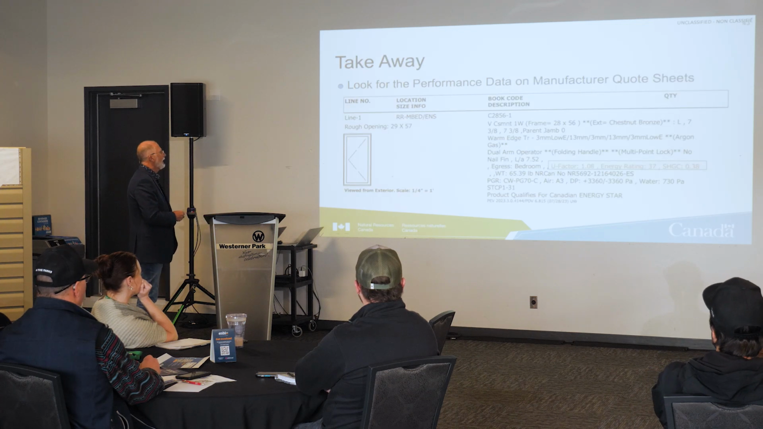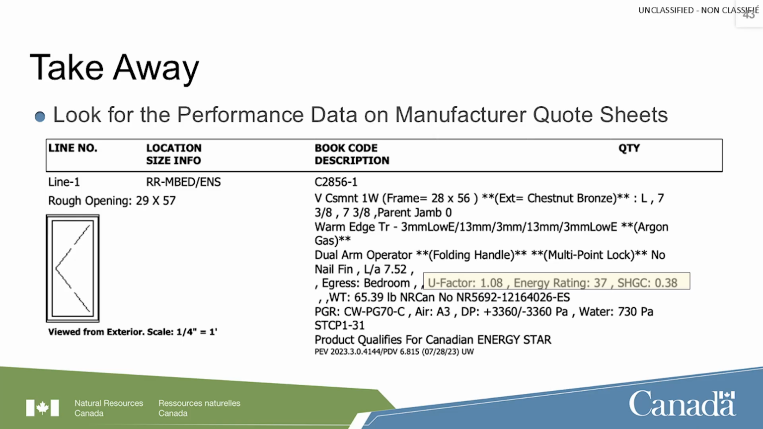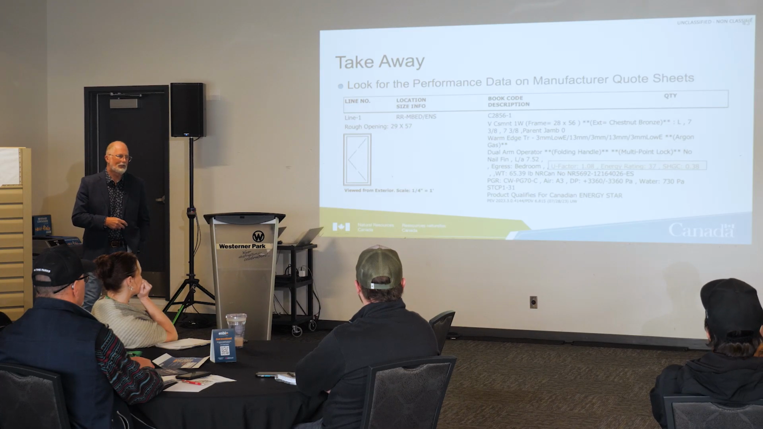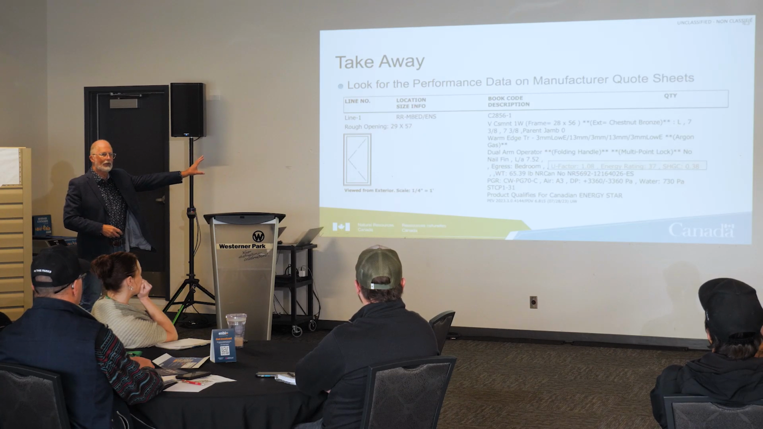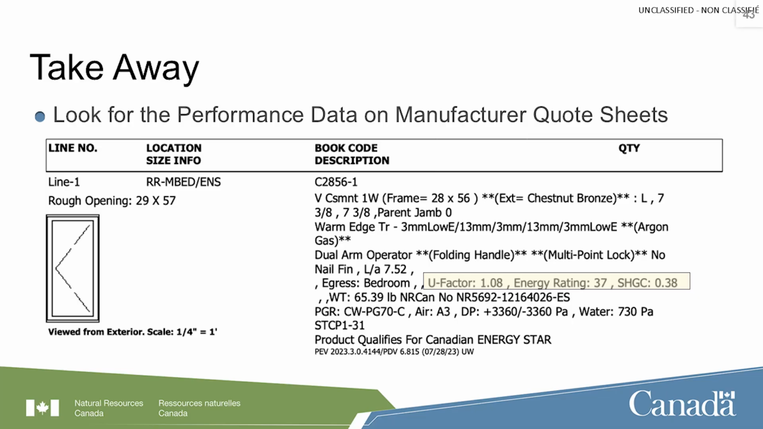So the takeaway, when you get a window schedule and you look at that window schedule, is: is this what you want in that house? Right, so you've ordered the windows, they're not on site. Here's the window schedule, double check it to what you ordered. What's missing on here that you may have to ask about?